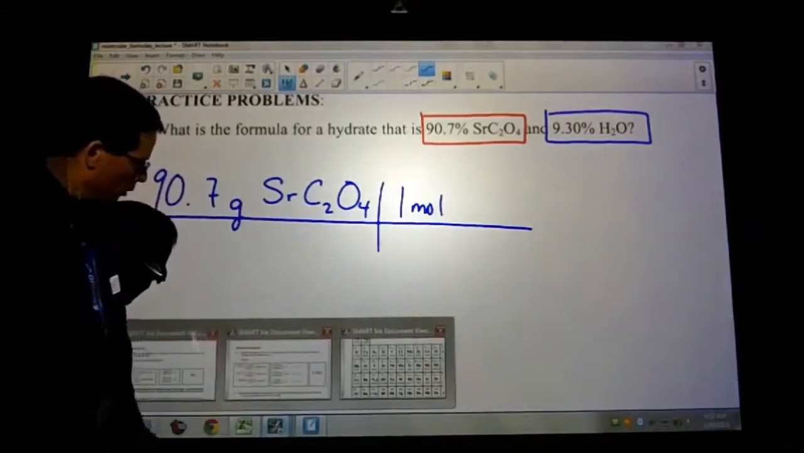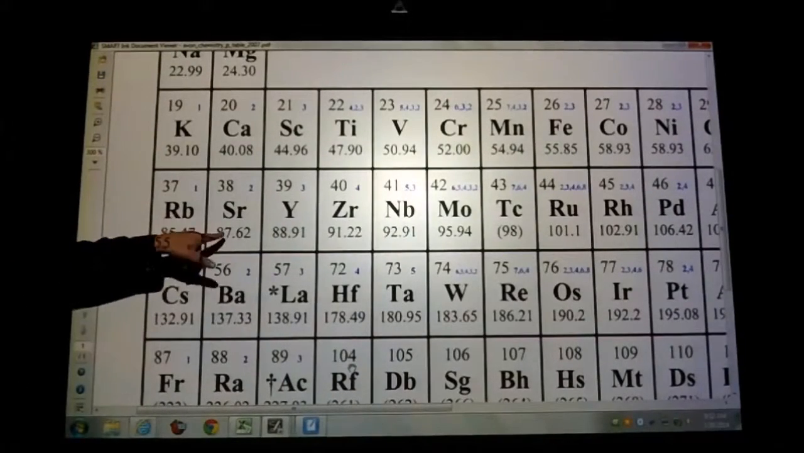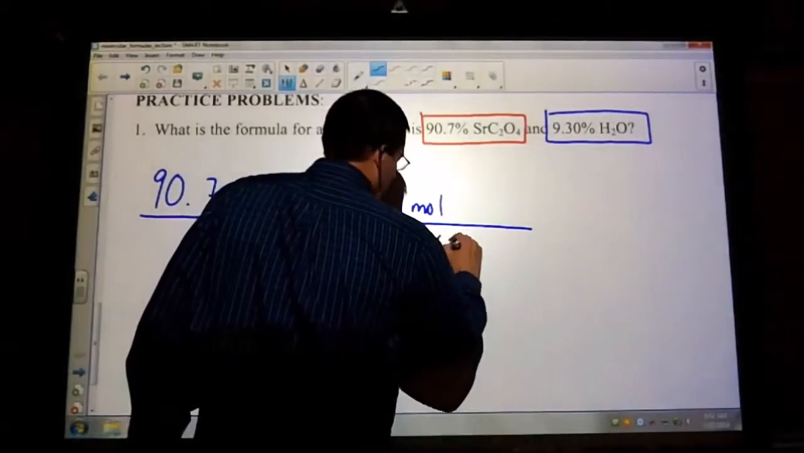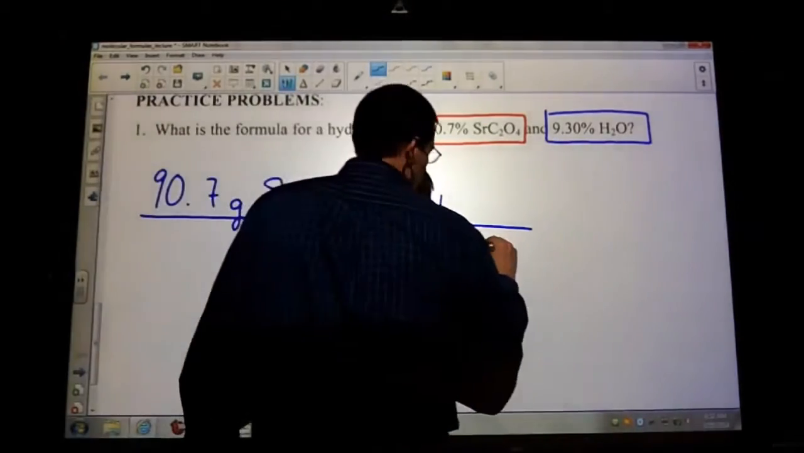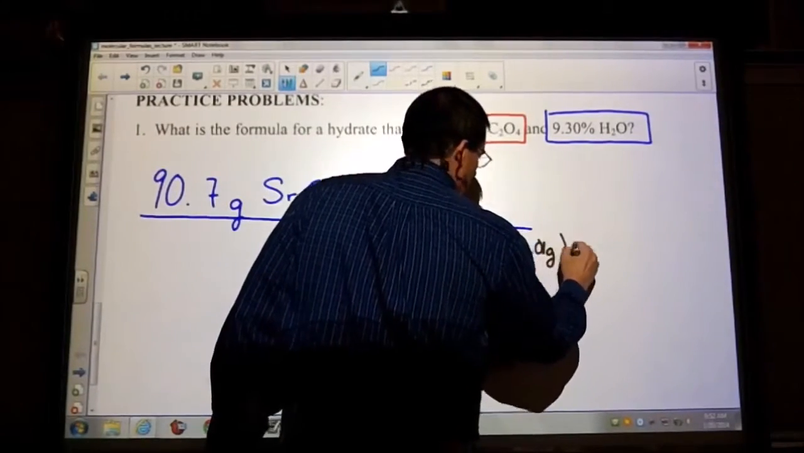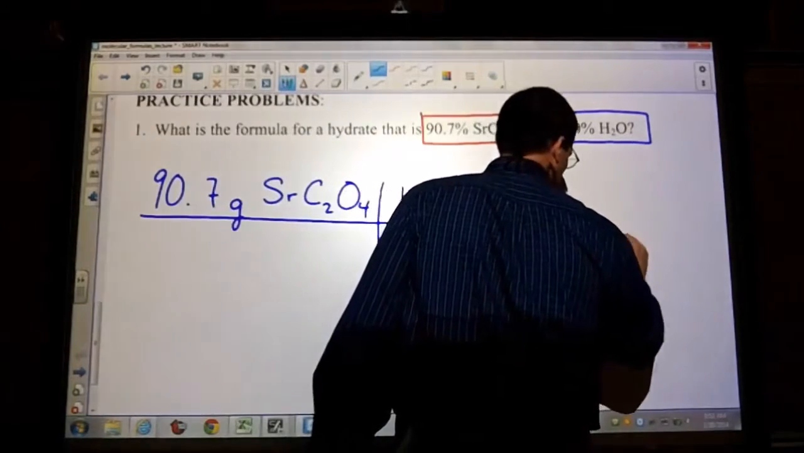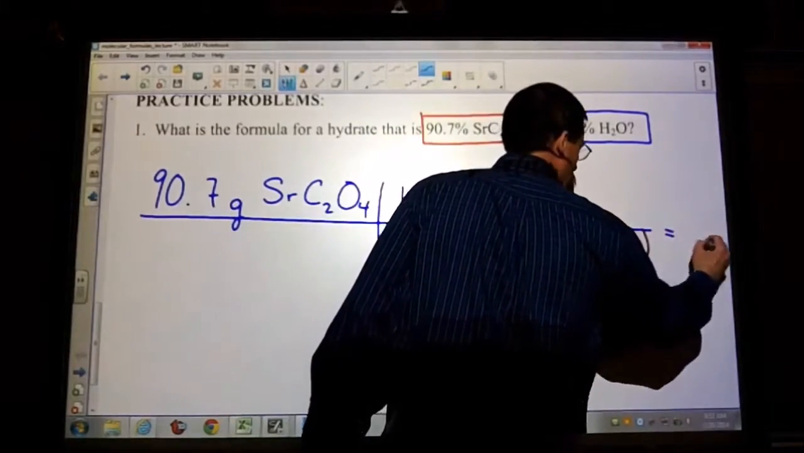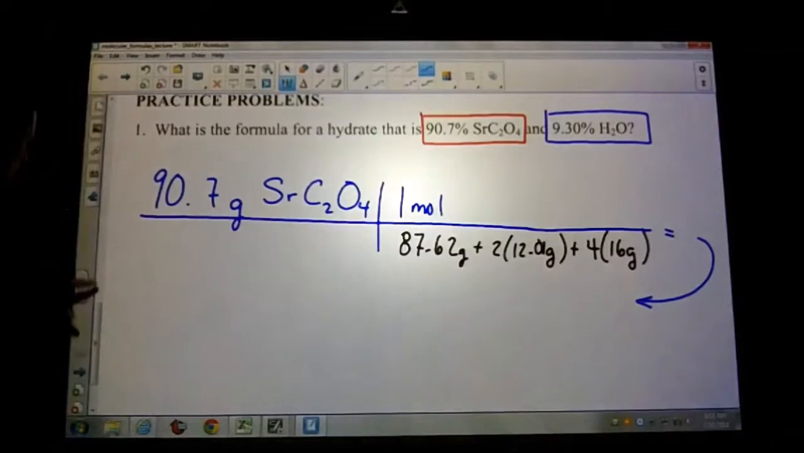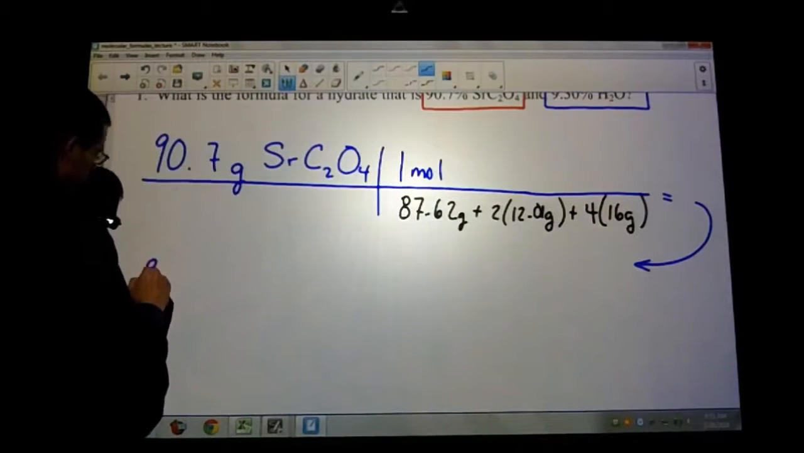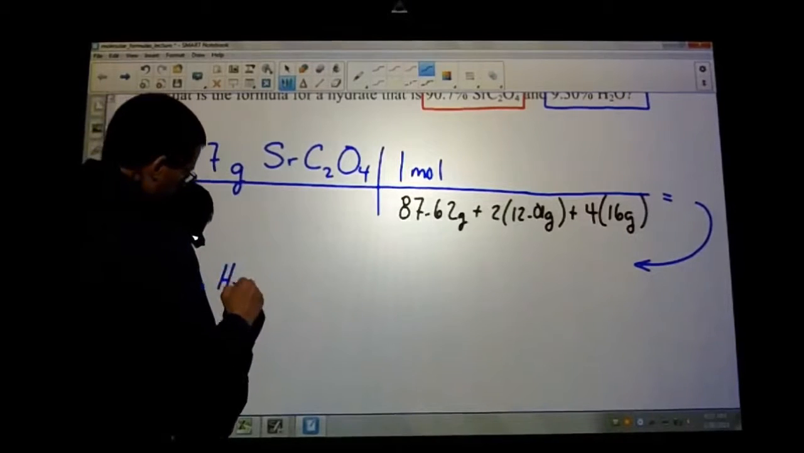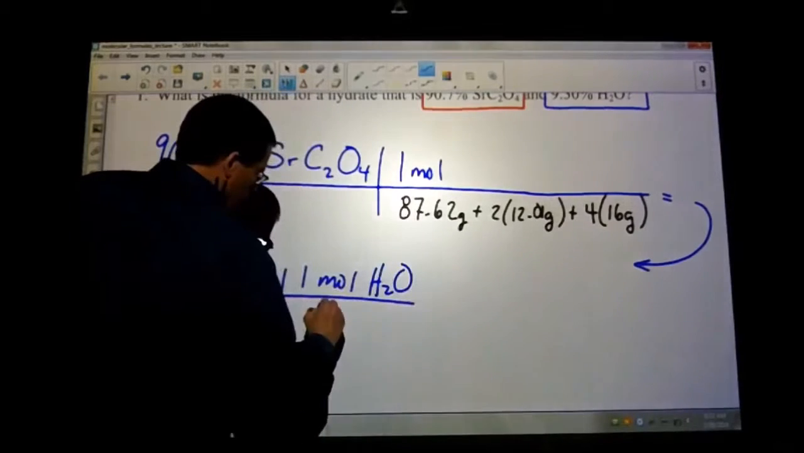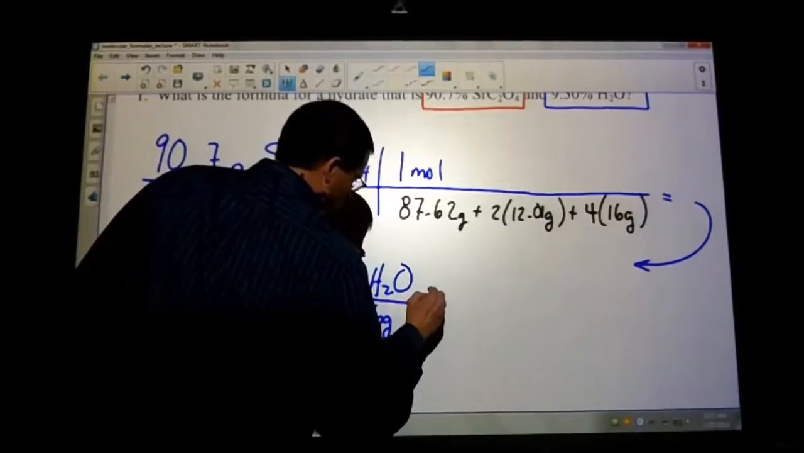Now, strontium is not one of the elements we use very often. Strontium, there you are, 87.62. So 87.62. And there's 2 carbons. And there's 4 oxygen. And we'll find out how many moles that is. And we'll do the same thing for the water. So we'll find out that we have 9.3 grams of water. And 1 mole of water is 18.016. Use that enough, you'll memorize it.